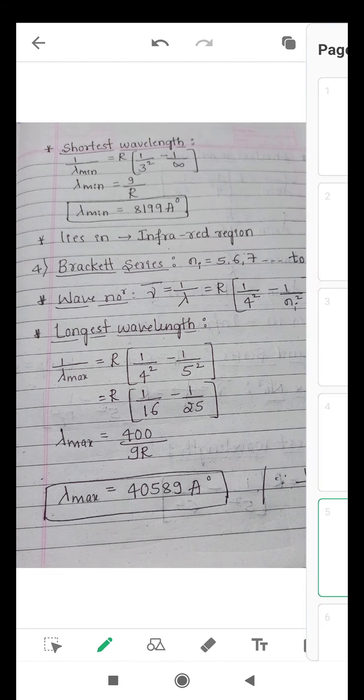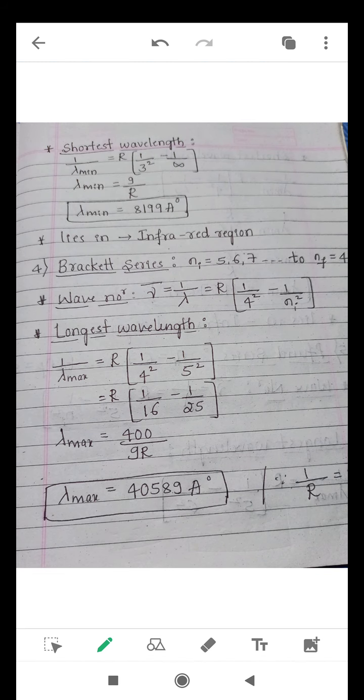Similarly, we'll get the value of shortest wavelength for the Paschen series, or the series limit. Therefore, the lambda minimum is equal to 9 divided by R. The value of that will be 8199 angstroms. This series lies in the infrared region of the electromagnetic spectrum. So this is all about the Paschen series, how we can determine longest and shortest wavelength, and also how we can determine the wave number. The next one is Brackett series.